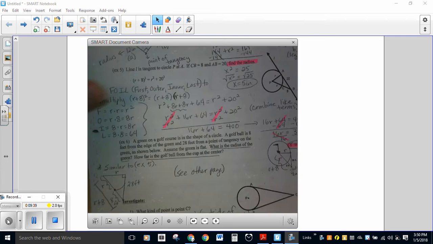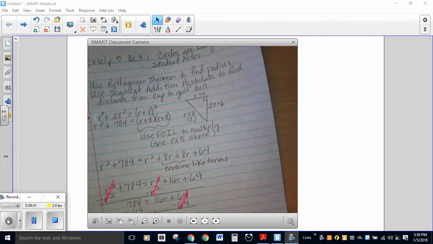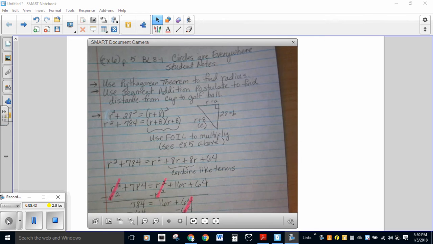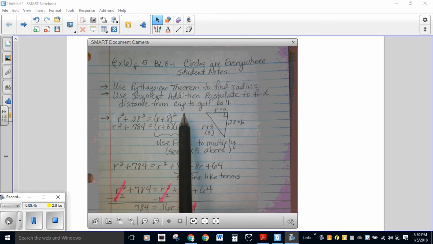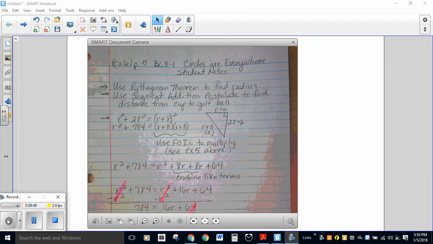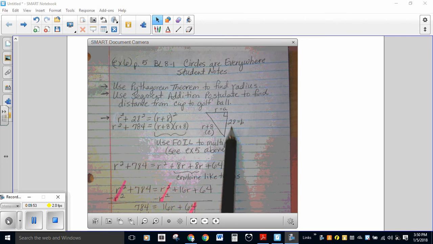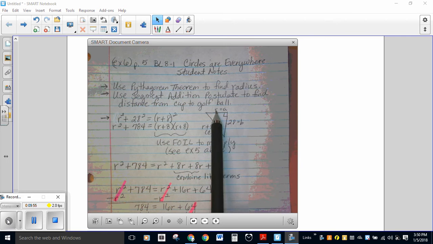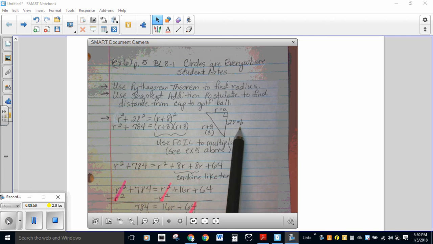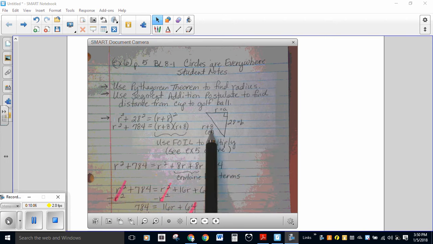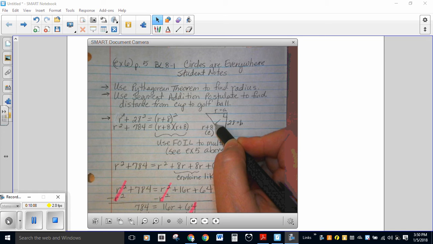Okay, so we're going to use the Pythagorean theorem to find the radius and use the segment addition postulate to find the distance from the cup to the golf ball. So we have r squared on our picture here, 28 and r are A and B. It doesn't matter which one's which. We could have said 28 was A and r was B. We're going to add them, so it doesn't matter. They're just the part that makes up the right angle. r plus 8 this time is across from the right angle, making that the hypotenuse, which is letter C.